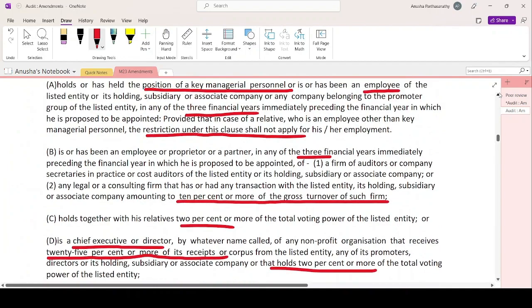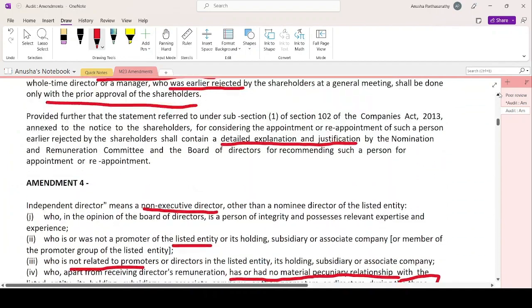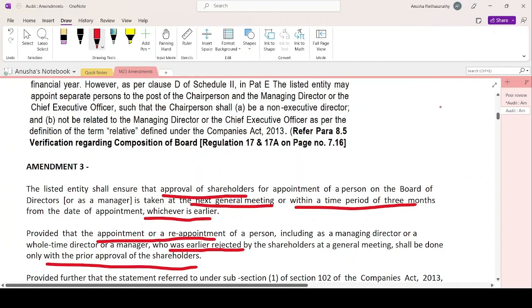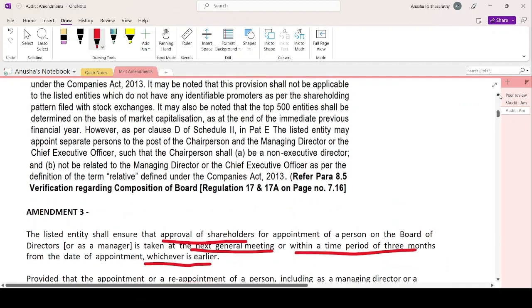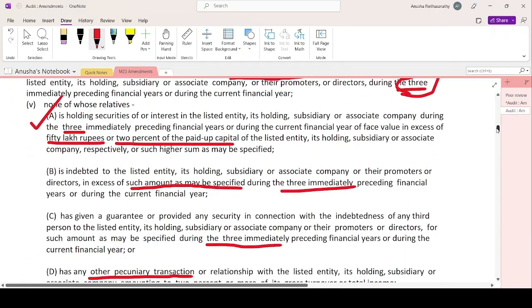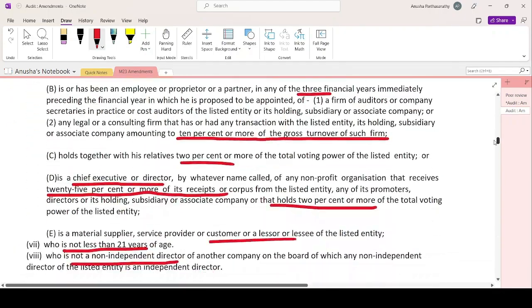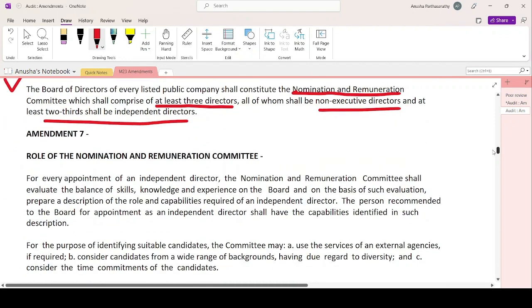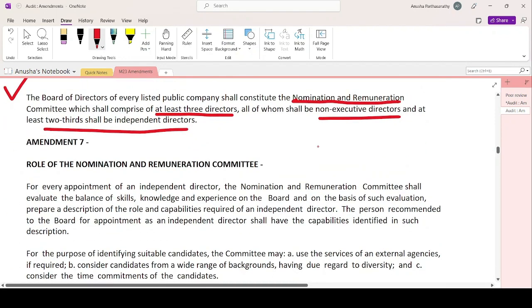Let's go back. Just give me a minute. See, here we found: audit committee should again have 3 minimum directors. Similarly, NRC should also have 3 minimum directors, out of whom everybody should be non-executive and 2/3 should be independent directors.